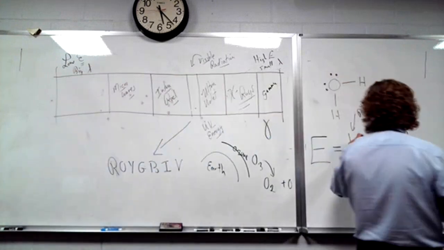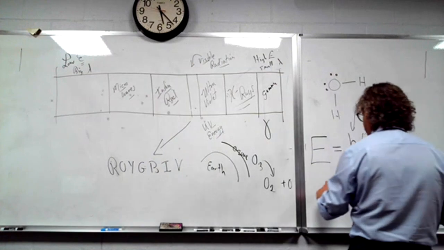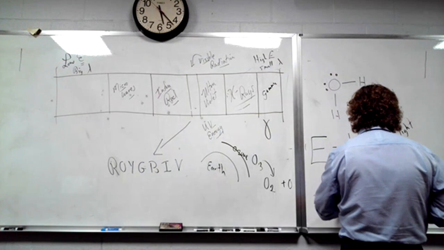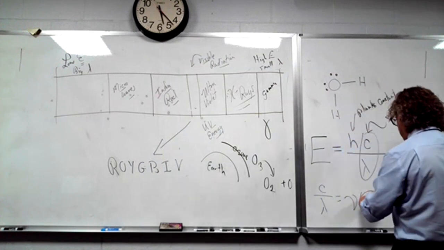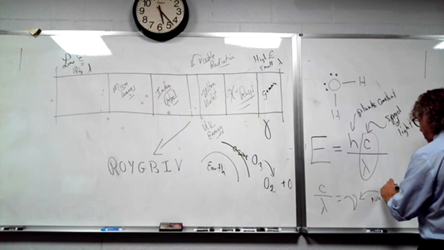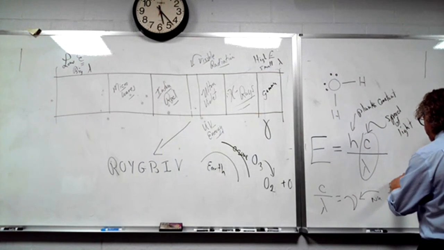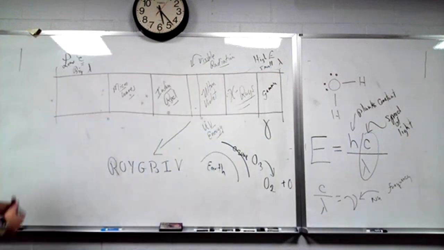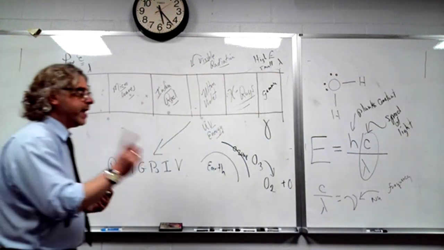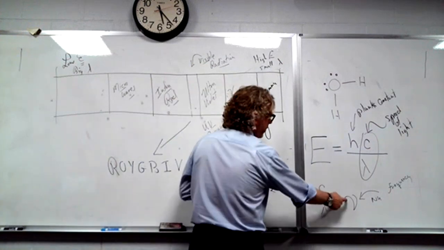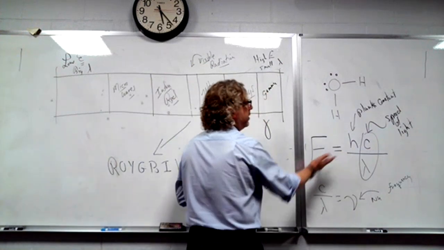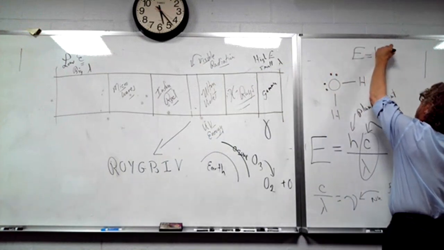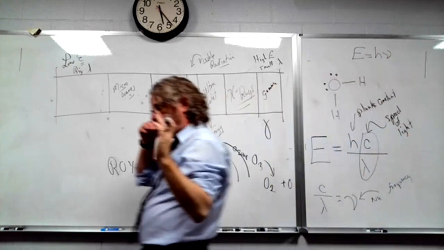Now, this part here, c over wavelength, is something we call nu, which is a weird looking v. The symbol is called nu, and it's called frequency. So that is some sort of a frequency. You can substitute this nu in for c over wavelength here. And what do you get? You get E equals h nu. And they are directly proportional now.